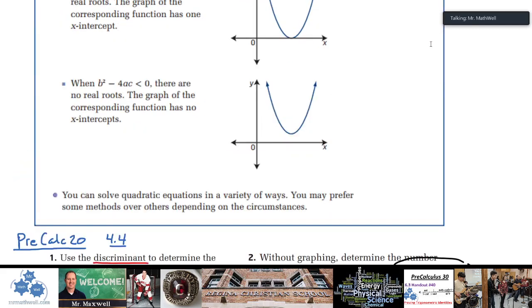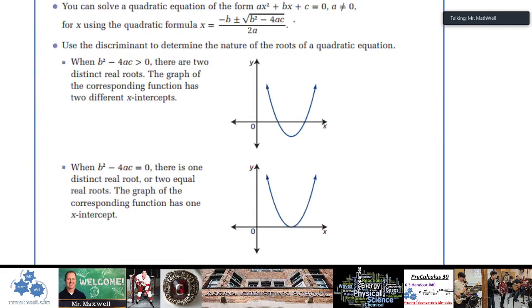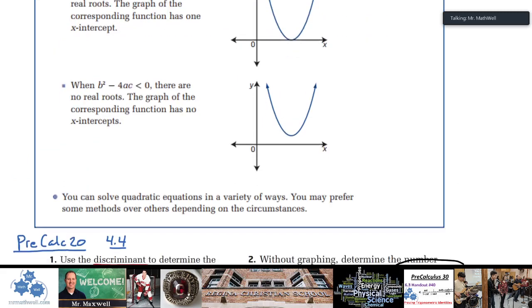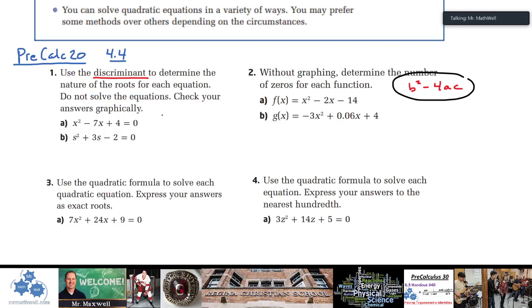So it comes from the quadratic formula. It's the part that's underneath the root sign here. Okay, that's the discriminant. And so we're simply going to do b squared, so that's negative 7 squared, minus 4 times a, which is 1, times c, which is 4. We evaluate this: 49 minus 16 is 33. It is a positive number. That's all that's important here.